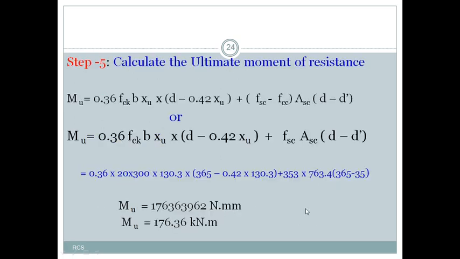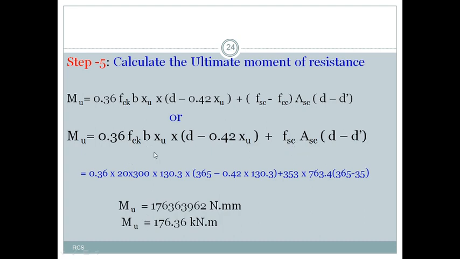Next, calculate the ultimate moment of resistance using this formula, that is Mu equal to 0.36 fck b Xu into lever arm, that is d minus 0.42 Xu, plus Fsc minus Fcc whole into Asc into d minus d dash. This equation can be modified further, because this Fcc value is very less compared to Fsc, so we can neglect that term. Finally, Mu equal to 0.36 fck b into Xu into d minus 0.42 Xu plus Fsc into Asc whole multiplied by d minus d dash.